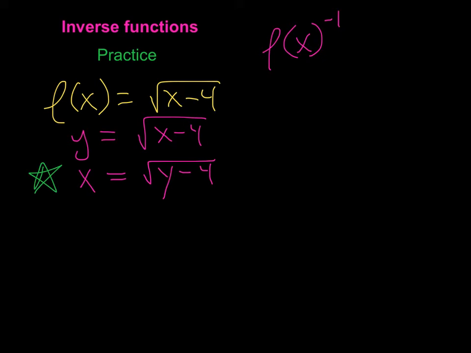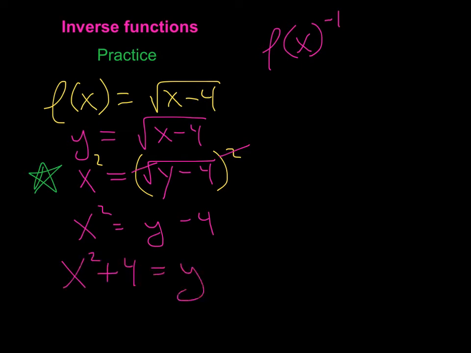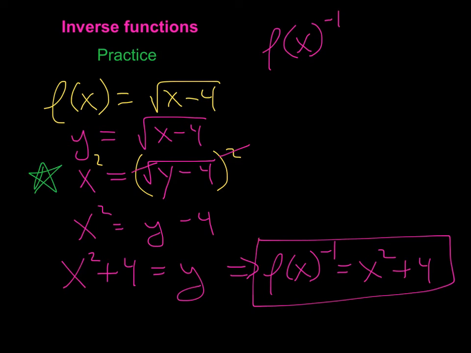And now I'm going to solve for y. I'm going to get y by itself. I'm going to undo the -4, and I'm going to undo the square root. So the first thing I'm going to do is square both sides, and then I end up getting x squared equals, and remember these two cancel each other out, so I just have y minus 4, and then I can add 4 to both sides. So x squared plus 4 equals y. So the way that we say this is, f of x's inverse is x squared plus 4.